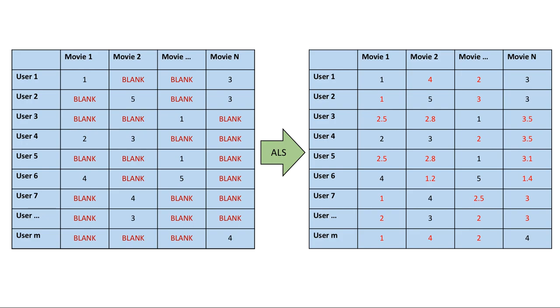What it seeks to do is leverage ratings from similar users and fill in all of these blank cells with predictions of how these users would rate these movies if they were to watch them. The predictions with the highest values then become recommendations that can be offered to users.